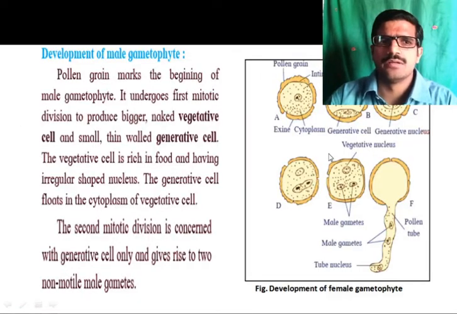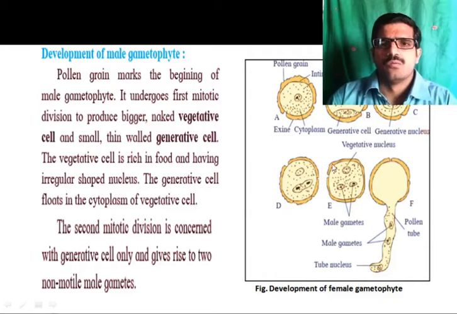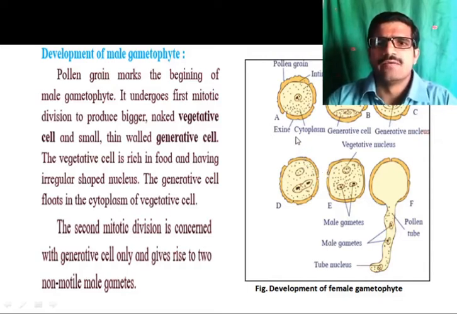Then come to the development of male gametophyte. For the development of male gametophyte, an initial cell is required, that is the pollen grain. So the pollen grain is the initial cell of development of the male gametophyte. In the diagram, we have exine, intine, cytoplasm, and this is the nucleus.